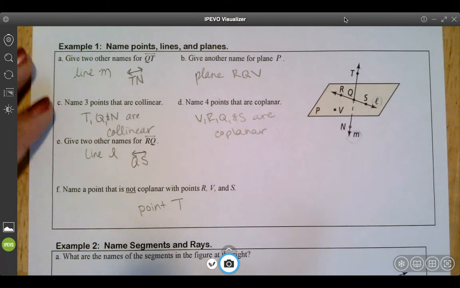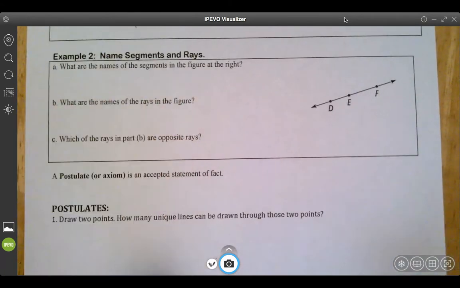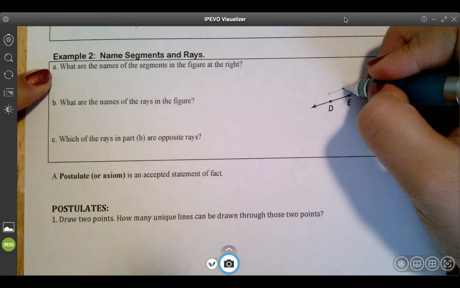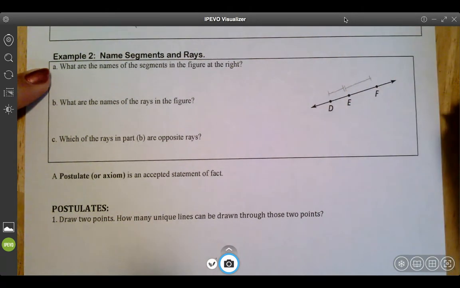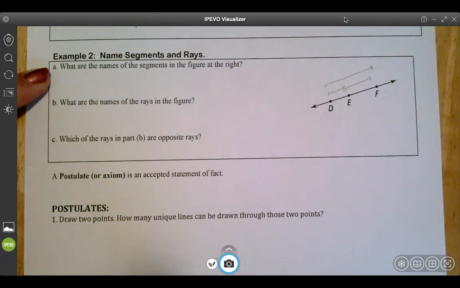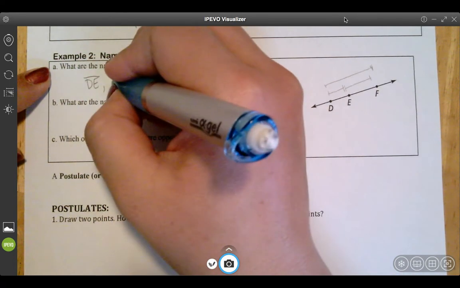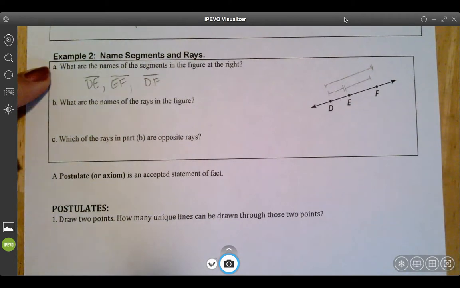Okay. Let's look at the next example. Name segments and rays. What are the names of the segments in the figure at the right? So segments, remember, have endpoints. So which of these have endpoints? Well, I can say D to E, that ends. E to F, that ends. But also D all the way to F, right? So we have 3 segments. We have DE, EF, and DF. No arrows because these are line segments.